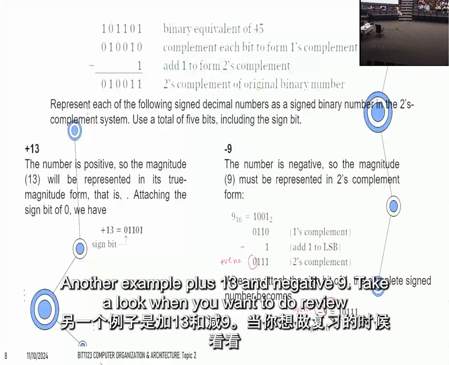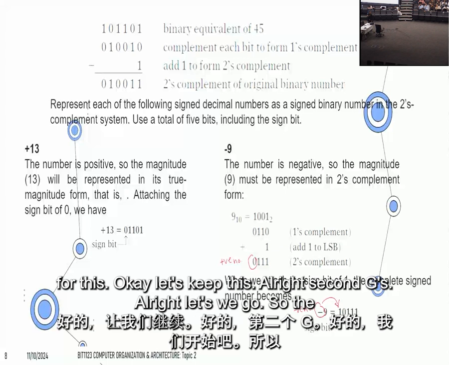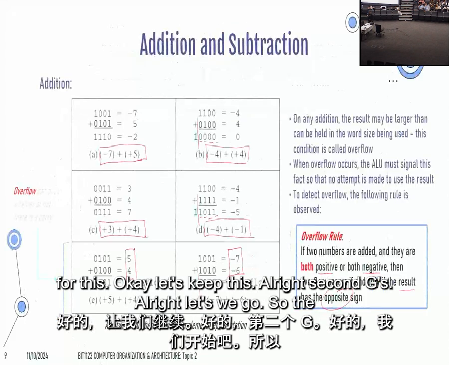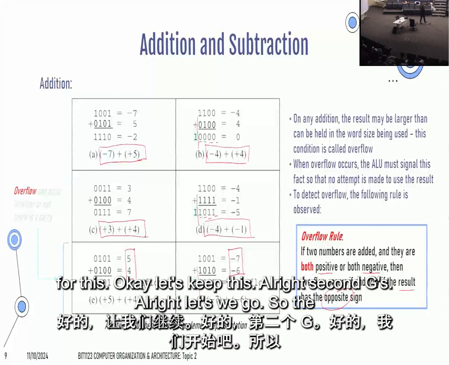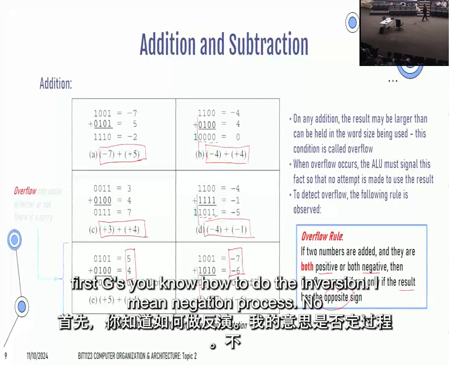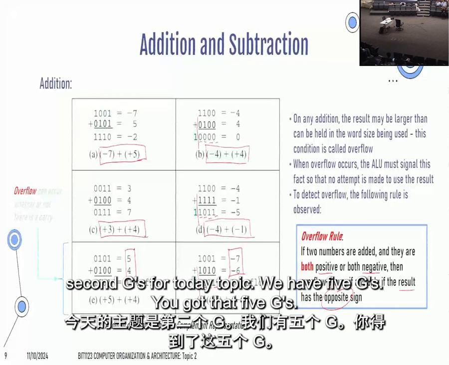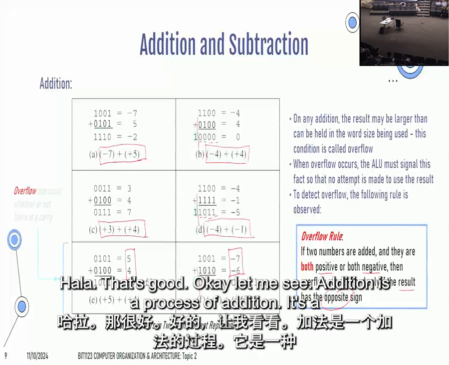Another example, plus 13 and negative 9. Take a look when you want to do a review for this. Okay, I skip this. All right. Second gist. All right, let's go. So the first gist, you know how to do the inversion, negation process. Now the second gist for today's topic. We have 5 gists. You got those 5 gists? That's good. Okay, let me see.